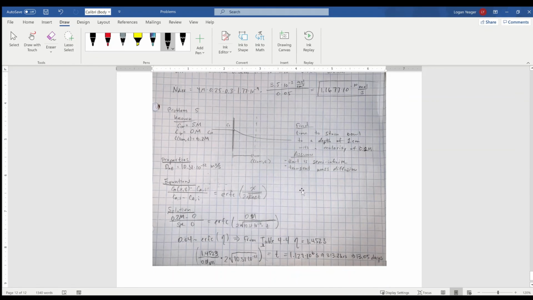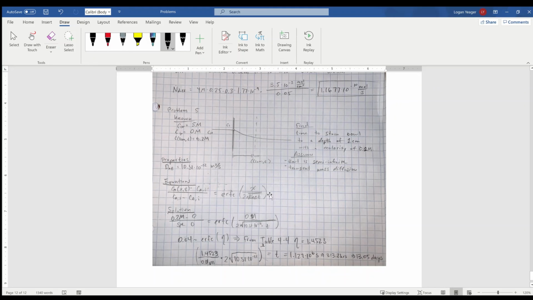Then lastly, we do the problem where we treat the bowl as a semi-infinite solid for transient mass transfer. We know that the infinity or bulk molarity is 5 molar, and the initial molarity is 0, and we want a molarity of 0.2 at 1 centimeter deep. And so this is a rough concentration profile that you may see, but basically we're going to treat the bowl as a semi-infinite solid, just like a plane wall, because it's such a small boundary layer that it can be treated like that.